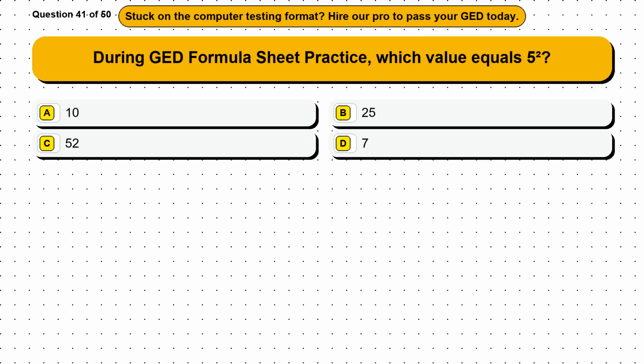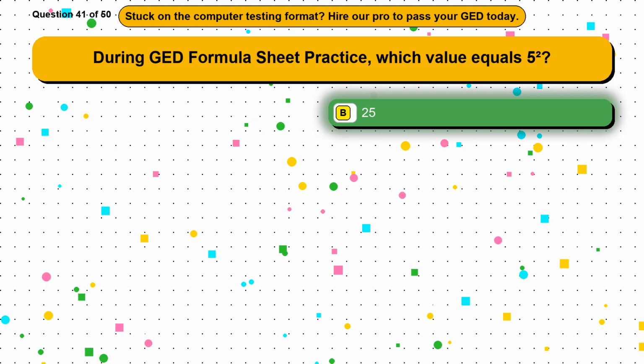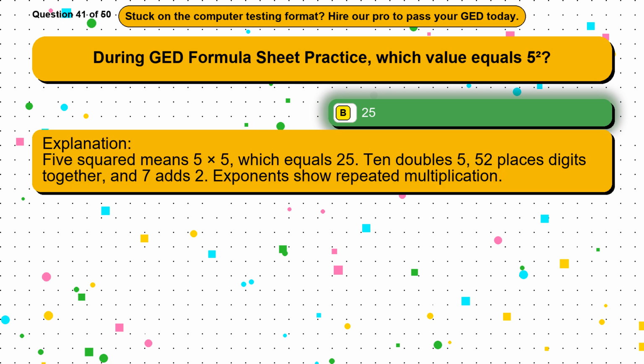Question 41. During GED formula sheet practice, which value equals 5 superscript 2? Option A, 10. Option B, 25. Option C, 52. Option D, 7. The correct answer is option B, 25. 5 squared means 5 times 5, which equals 25. 10 doubles 5, 52 places digits together, and 7 adds 2. Exponents show repeated multiplication.